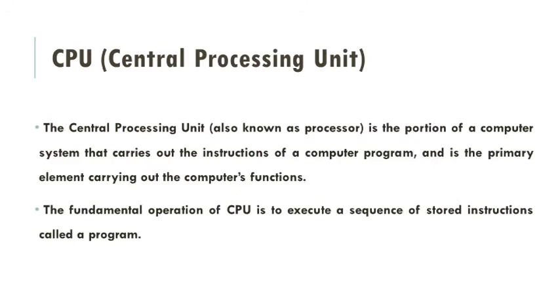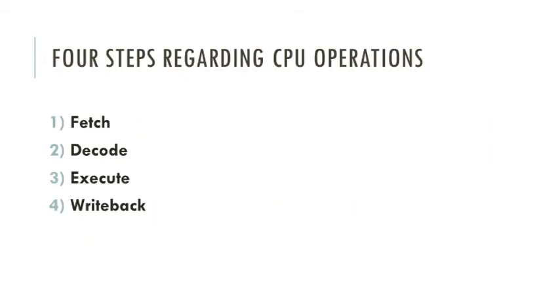Now we have to focus on the seventh topic of this module, which is the central processing unit. It is also known as the processor or the microprocessor. It is the portion of a computer system that carries out the instructions of a computer program, and it is the primary element carrying out the computer's functions. We have four major operations of the CPU. They are fetching, decoding, executing, and write back.